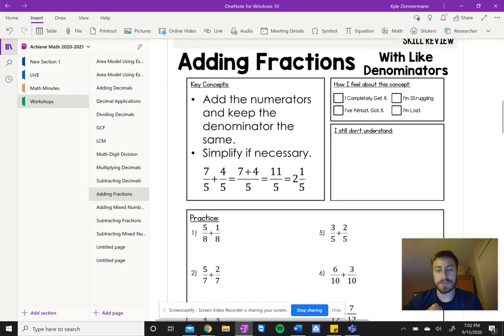Team, it's Mr. Z, and today we're going to go ahead and look at adding fractions with common denominators. So let's dive in and figure out how to do this without a calculator.